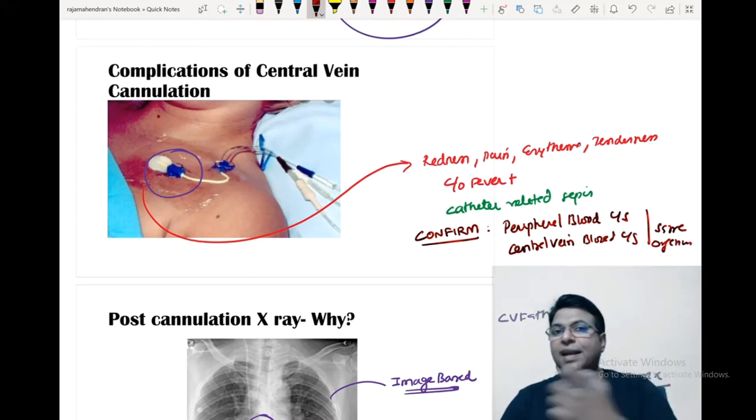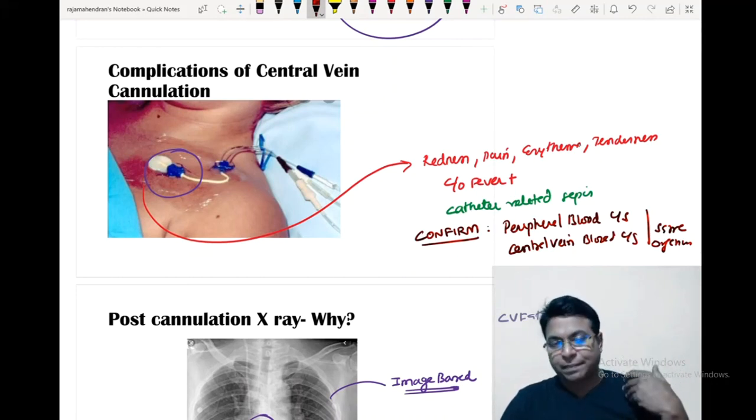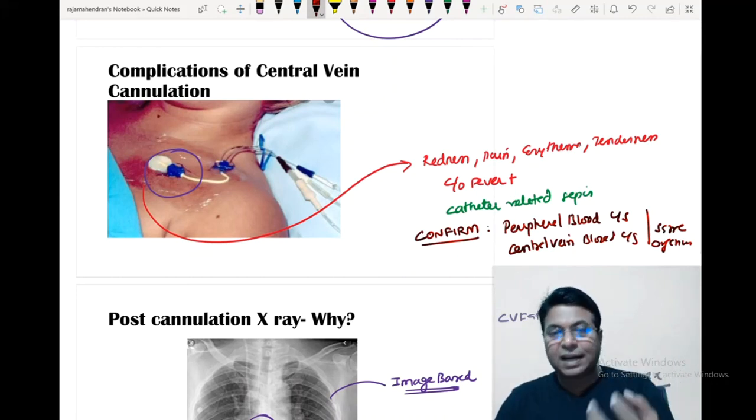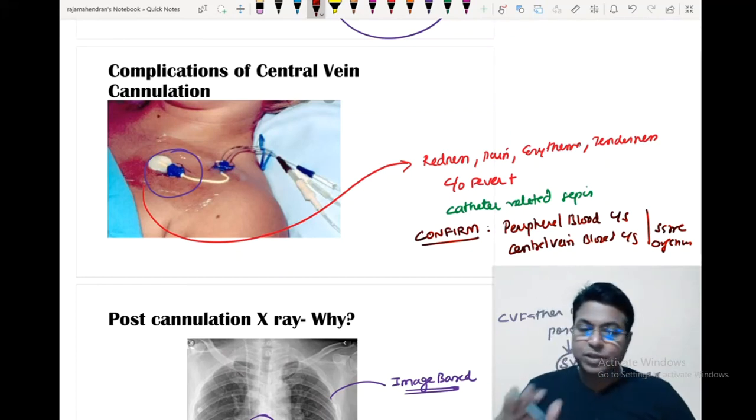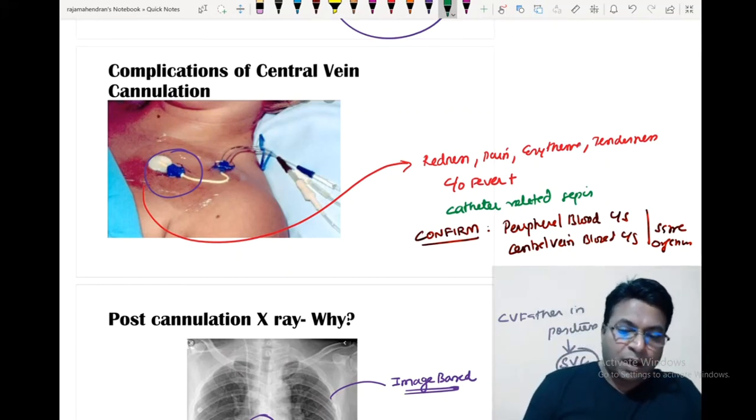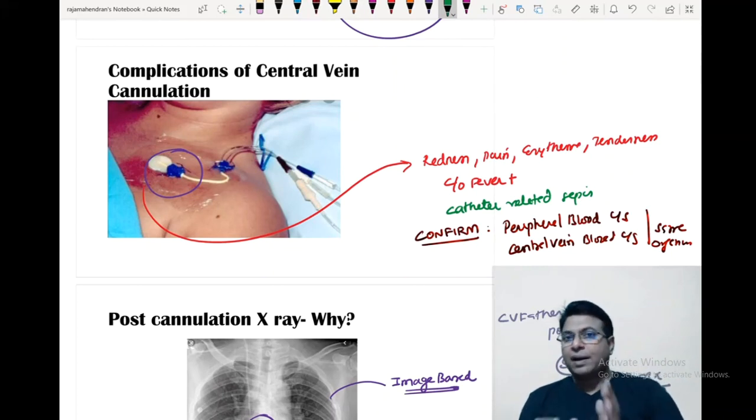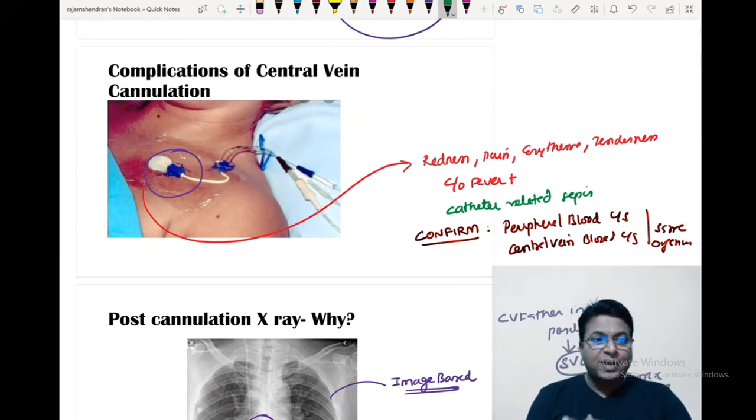I should remove the catheter and put a new catheter on the opposite side. So please remember, if it is catheter related sepsis, the catheter should be removed and a new catheter put on the opposite side. So this is a high yield MCQ. All the questions which I am taking today are clinical based questions only. I am not taking any theory questions. So please understand the clinical based questions.